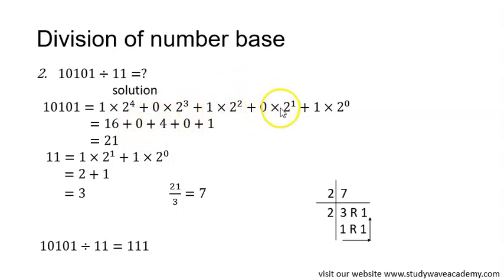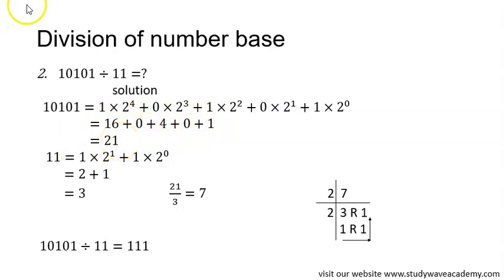Plus 0 times 2 raised to power 1 is 0. Plus 1 times 2 raised to the power 0 is 1. Okay, when you are done, you add this together. 16 plus 0 plus 4 plus 0 plus 1 is going to give you 21.